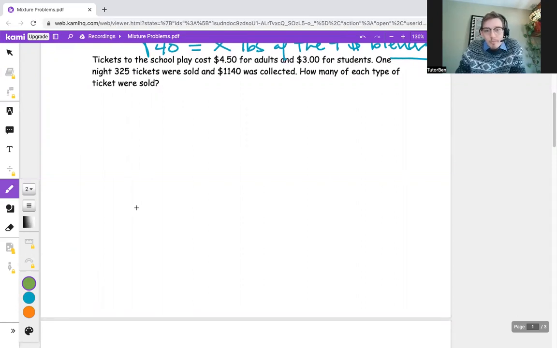Okay. So we have a little bit of a hint here that we are looking for more than one solution. Here it says how many of each type. Each type, well, there are two types. There's the adult type and there's the student type.